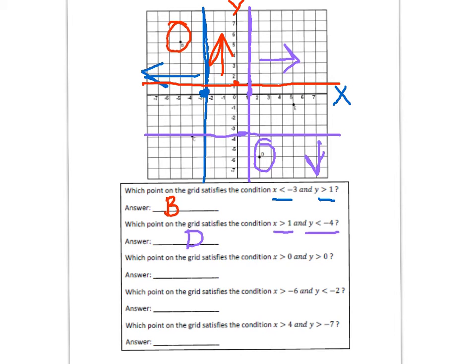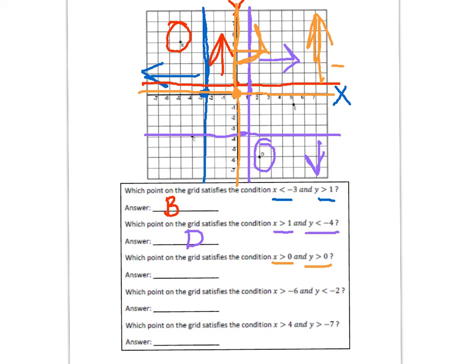Let's try one more. Which point on the grid satisfies x is greater than 0 and y is greater than 0? So I know that it's going to be anything greater than 0 on the x-axis, so that's anything above the orange line. And then for the y, I can find 0 and draw a line. It's anything that's going to be greater than this.